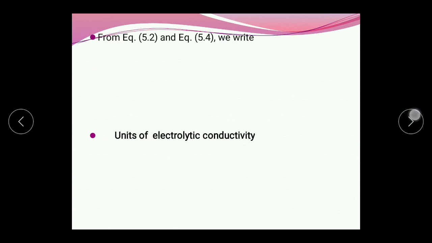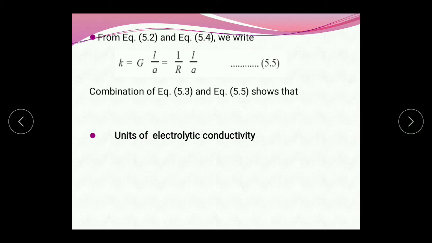So, if we equate above equations, then we can write K will be equal to G into L upon A, because we have seen that G equal to K into A upon L. So reverse that equation, then we want to find out the formula for conductivity K. So K will be equal to G into L upon A. But what is G? G is 1 upon R. Hence, it will be equal to 1 upon R into L upon A. So, we got the formula for K is equal to 1 upon R into L upon A.